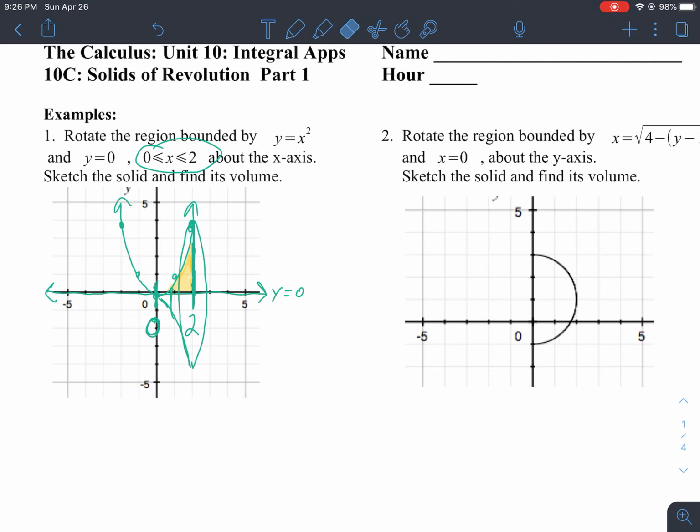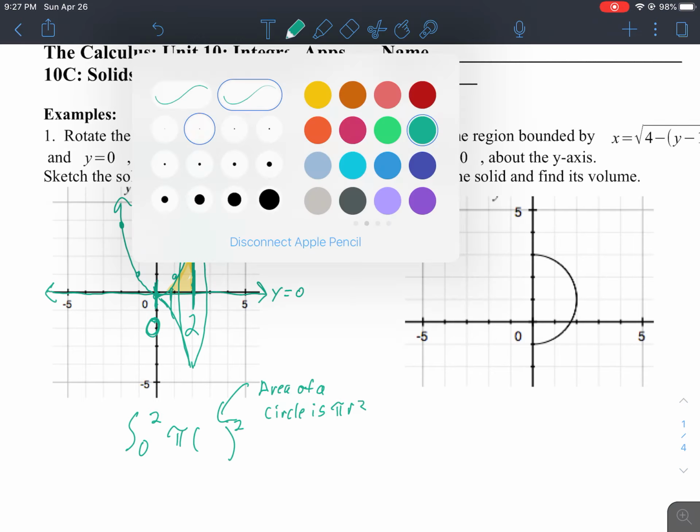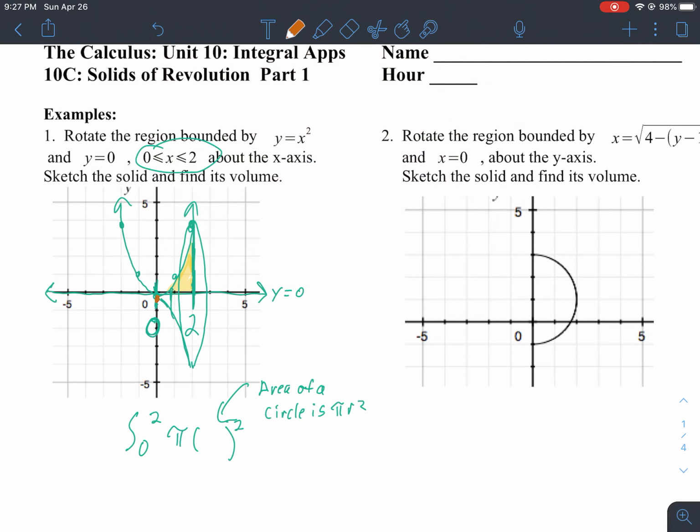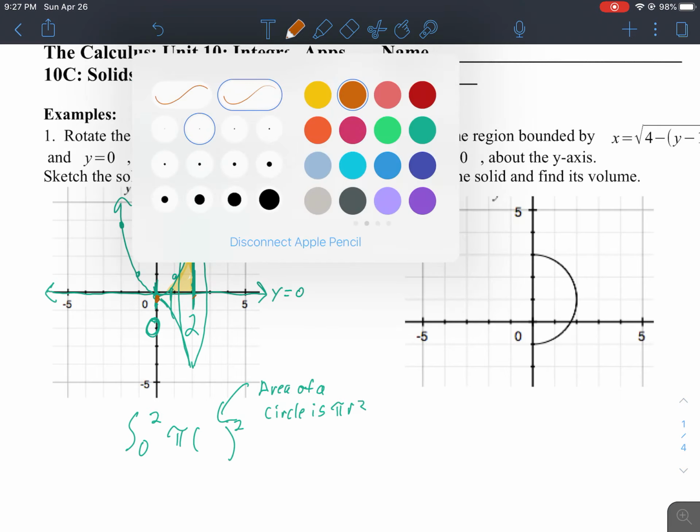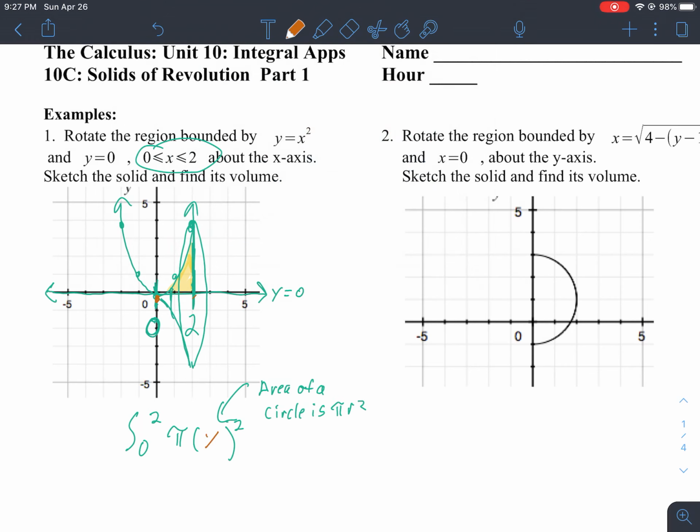So it's a 3-dimensional figure. It goes from 0 to 2. Now the cross sections are a circle. So the area of a circle is pi r squared. Now, the radiuses aren't the same. So if you start at 0, there is no radius. And if you go out to 2, the radius is 4. So the radiuses change. So we're going to put x squared here. So these are all the radiuses between 0 and 2.